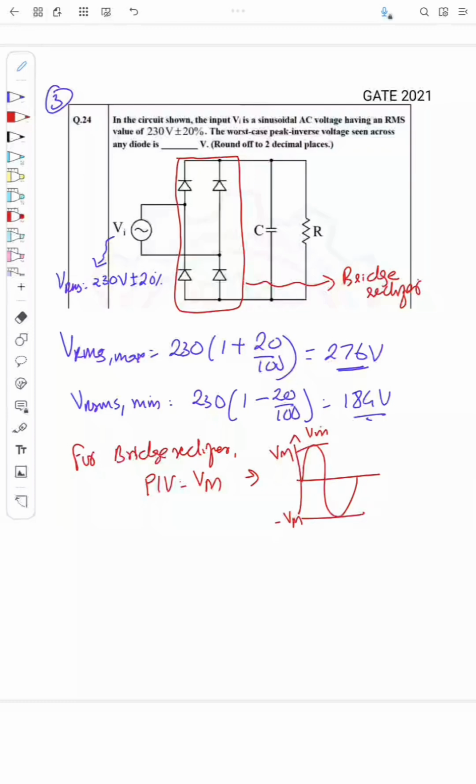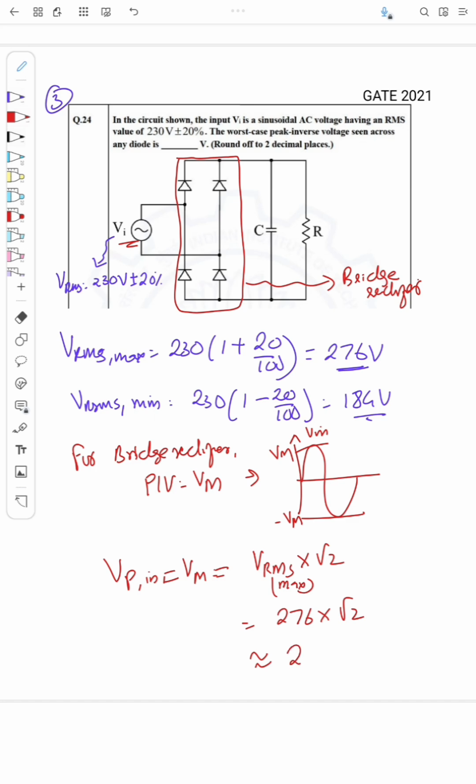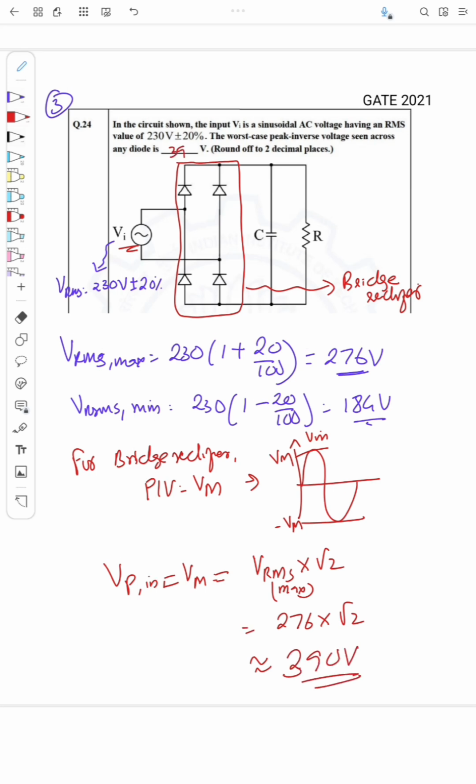So what is the peak of the input voltage? That is equal to Vm, which is Vrms into root 2, since Vm by root 2 is Vrms. Here we need to find the maximum value, so we should take Vrms maximum, that is 276 into root 2. So this will be approximately equal to 390 volt. So the answer is 390.